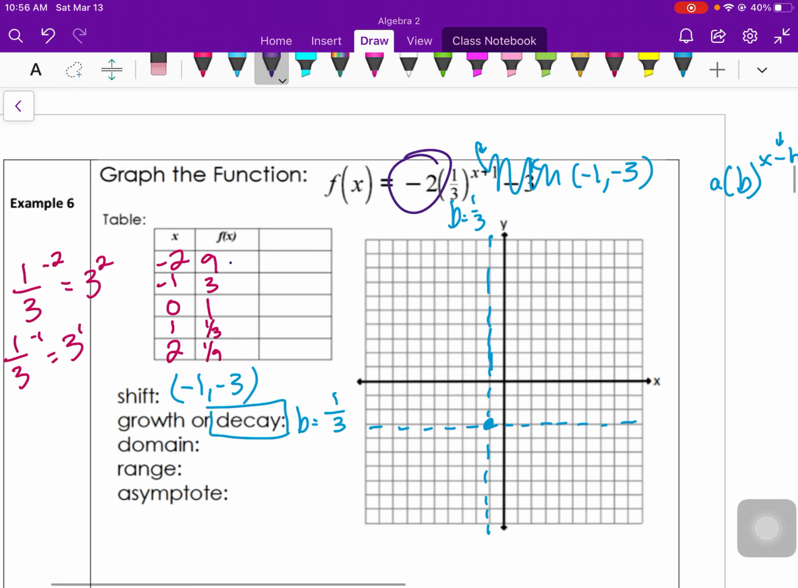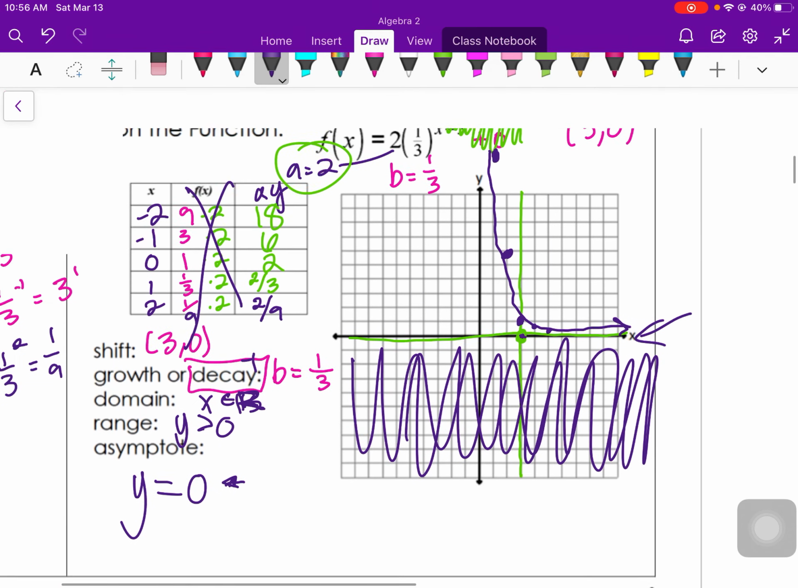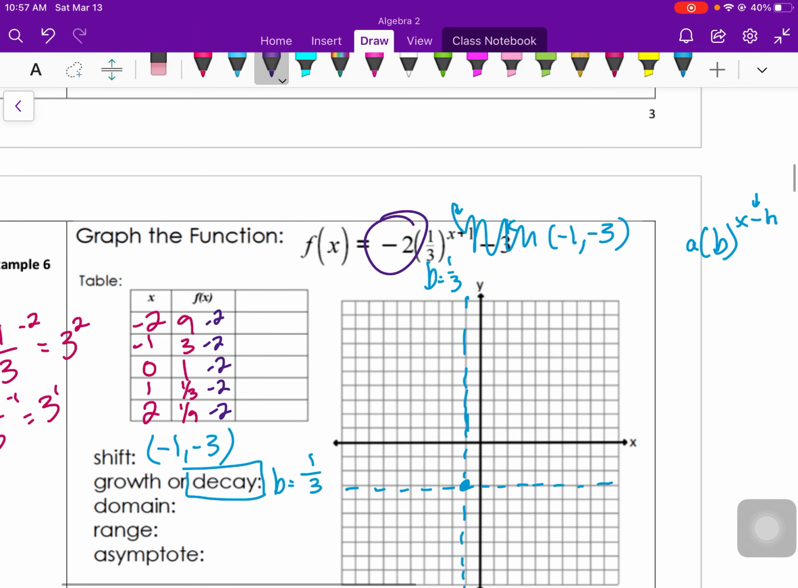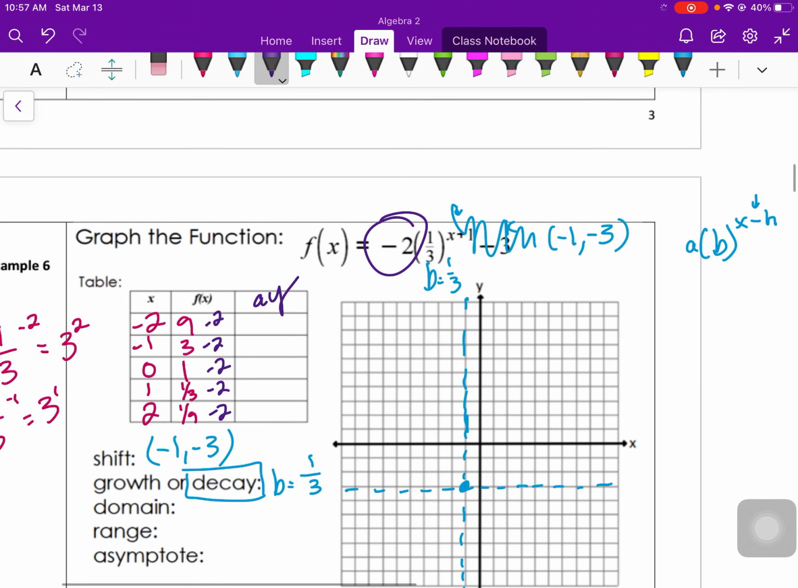So now I've got a -2. I need to multiply everything by -2, -2, -2, -2, -2, which actually, oh, the last one was +2, so it'll be a little bit different for this one. So I end up with -18, -6, -2, -2/3, and -2/9. Let's see if I did that right.